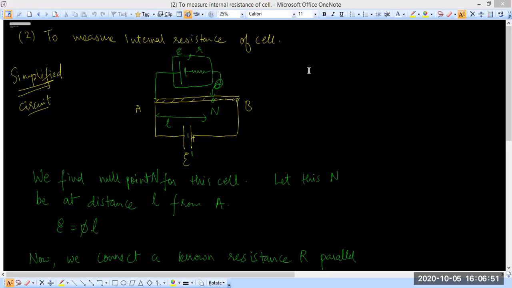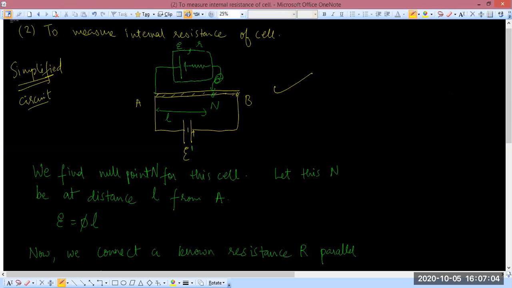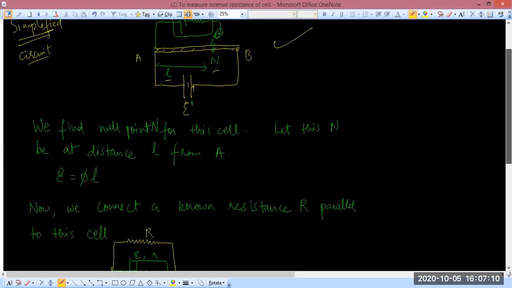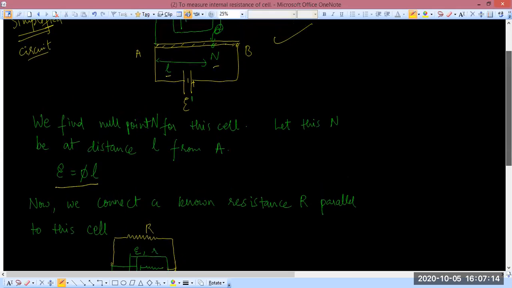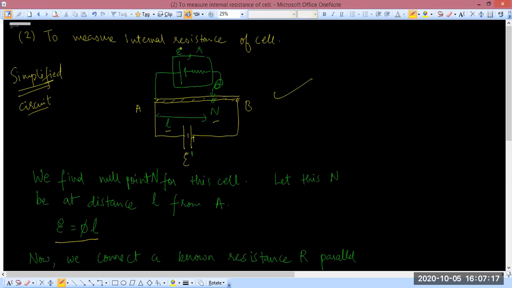So I was saying that we have talked about this, that if you want to measure the internal resistance of a cell, first of all, we connect it just like this, right? So that's the diagram you're seeing. We find the null point, which is at a length L. So we get epsilon equal to phi L, right? Epsilon is the EMF of this cell. This cell has EMF epsilon dash, right?